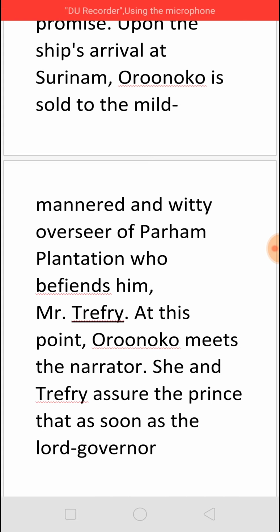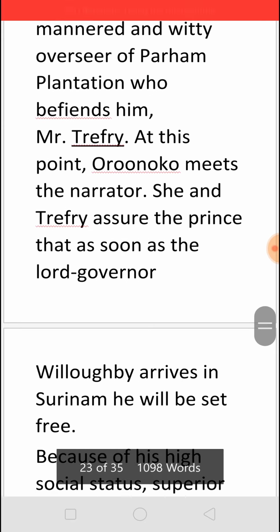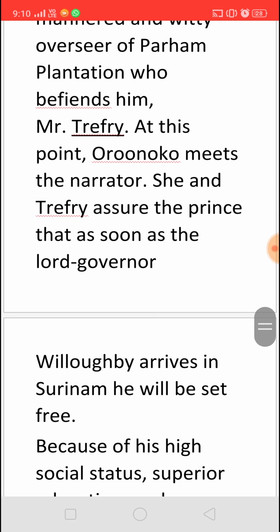And when Jeffrey sees Oroonoko, his physique, his appearance and his intelligence, he understands that he is not an ordinary person. And when he talks with him and listens to his story, he pities him. And he says that as soon as the Lord Governor comes, because now he has been brought as a slave, and without the permission of the Lord Governor, whose name is Willoughby, I cannot release you, but as soon as he comes, I will tell him about you and I will release you.